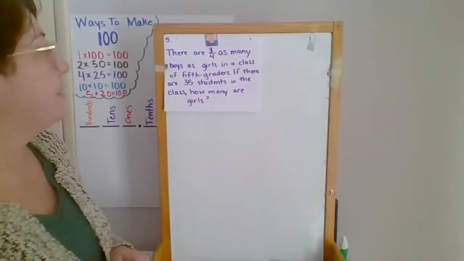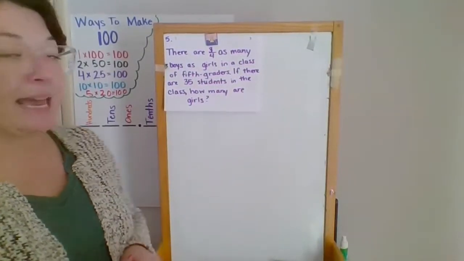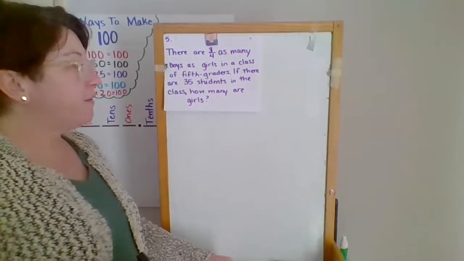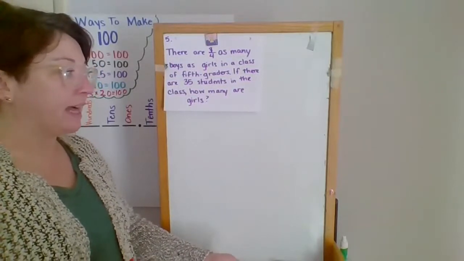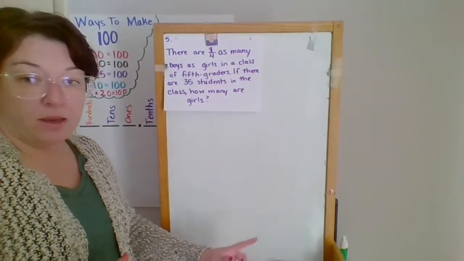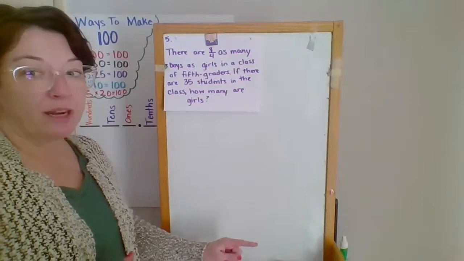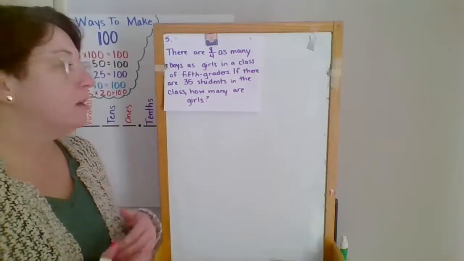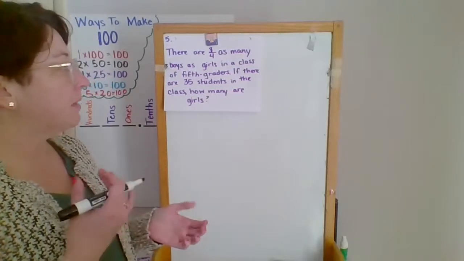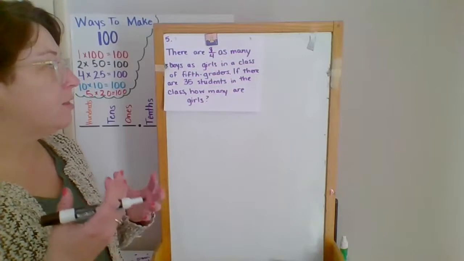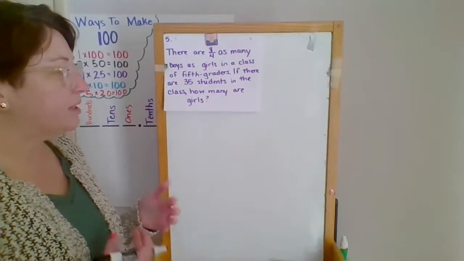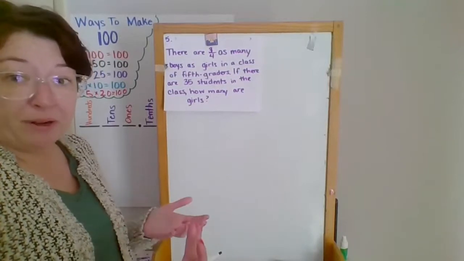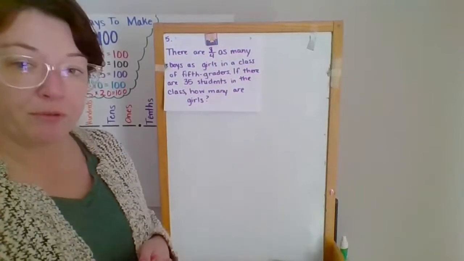Okay, here we go. There are 3/4 as many boys as girls in a class of 5th graders. If there are 35 students in the class, how many are girls? Okay, so this one is a challenge because we kind of have to work backwards. We know the total amount, and we know that there are 3/4 as many boys as girls, but we don't know how many girls there are. So, how can we find a fraction of something when we don't know how many there are? Let me show you what we're going to do.